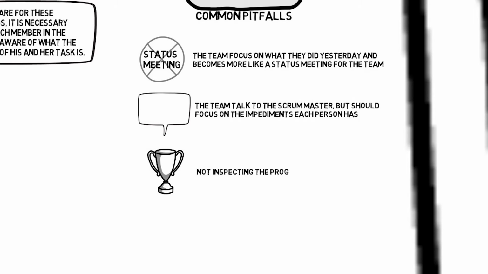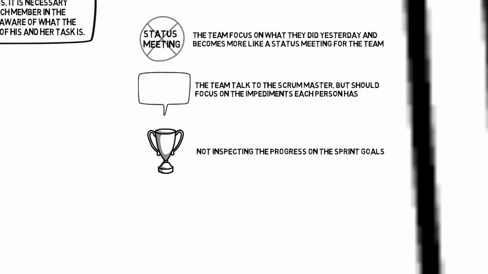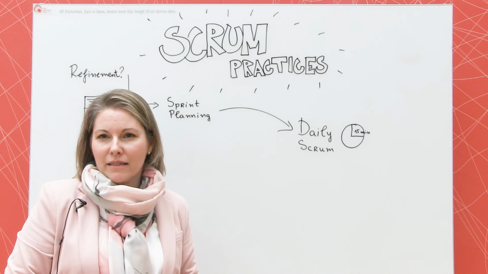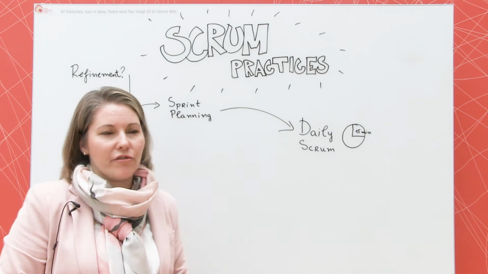Another pitfall is that we are not inspecting our progress on the sprint goals we agreed on. And the last one is that usually the teams are discussing too much the solution decisions in these meetings, and that's why the daily stand-up meetings sometimes take a lot of time. Next Scrum practice is the sprint review.